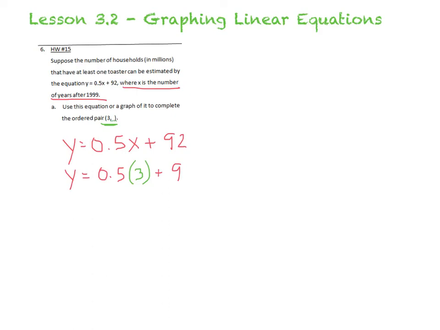plus 92. Now, since everything's on the right-hand side, you guys can reach for that calculator, pick it up, and let's type this in. So you should be typing in 0.5 times 3 plus 92, and you should get 93.5. And that's the answer to A. So you'll type in 3, 93.5. So let's go to part B.